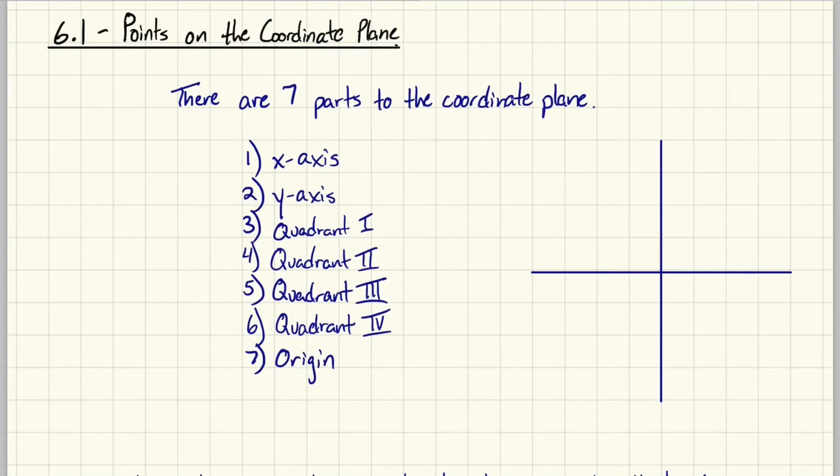Hello everyone, and welcome to lesson 6.1, Points on the Coordinate Plane. In this lesson, we are going to talk about the different pieces and parts of the coordinate plane, and then we're going to show how to find points on the coordinate plane. So, to get started, there are 7 parts to the coordinate plane.